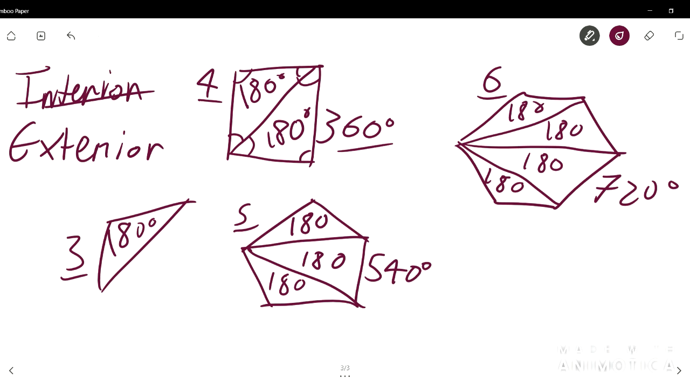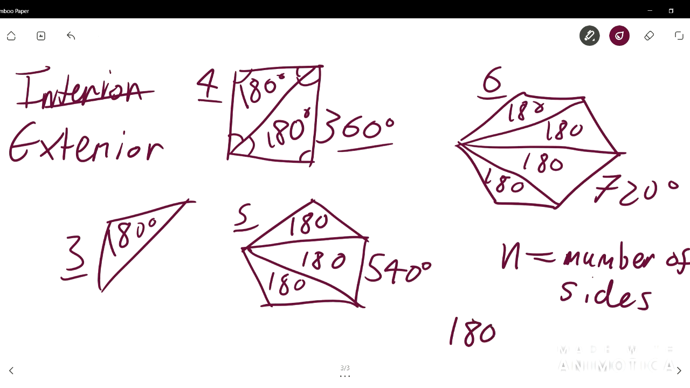Okay, so the rule there is if n is the number of sides, then the rule is 180 times by the number of sides take away 2. That is the rule that you follow for interior angles.